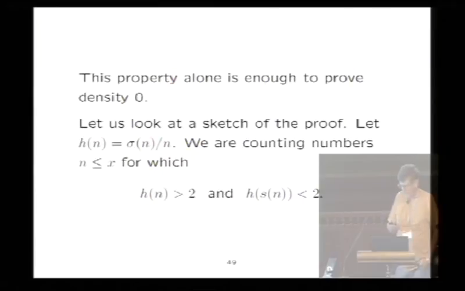In other words, I'm defining here on this slide a new function for convenience. h(n) is sigma(n) divided by n. And so the definition of being abundant is that h(n) should be bigger than 2, and the definition of being deficient is that h(n) is smaller than 2. So we're looking at the n's up to x for which h(n) is greater than 2 and h(s(n)) is smaller than 2. And we'd like to show that that set of numbers n has asymptotic density 0.